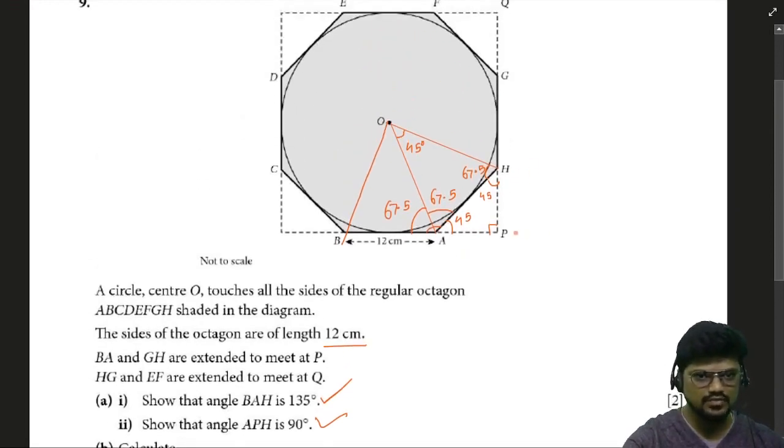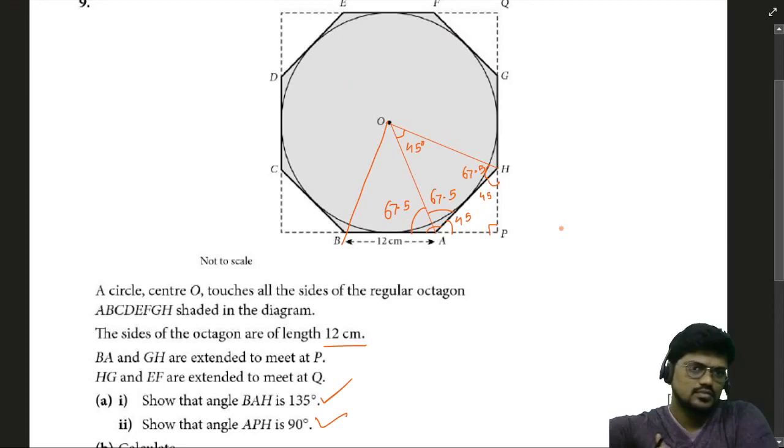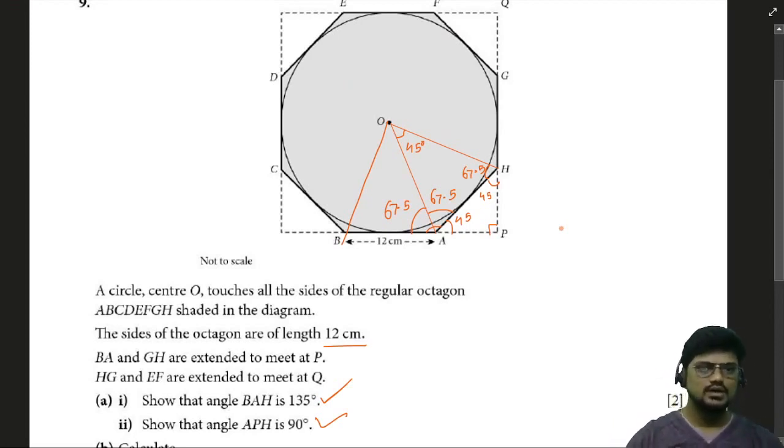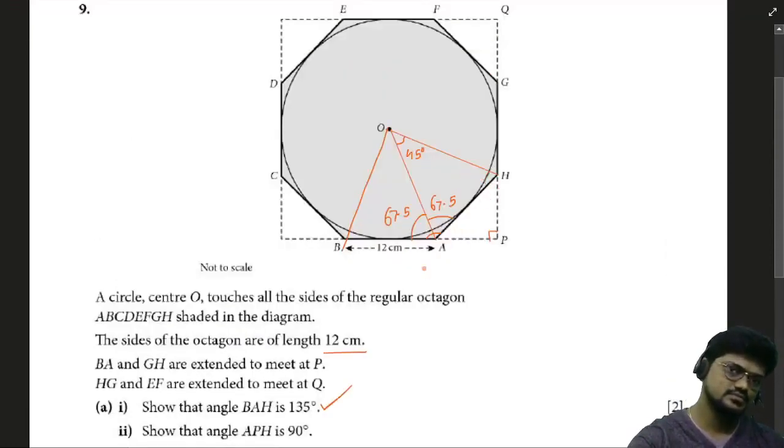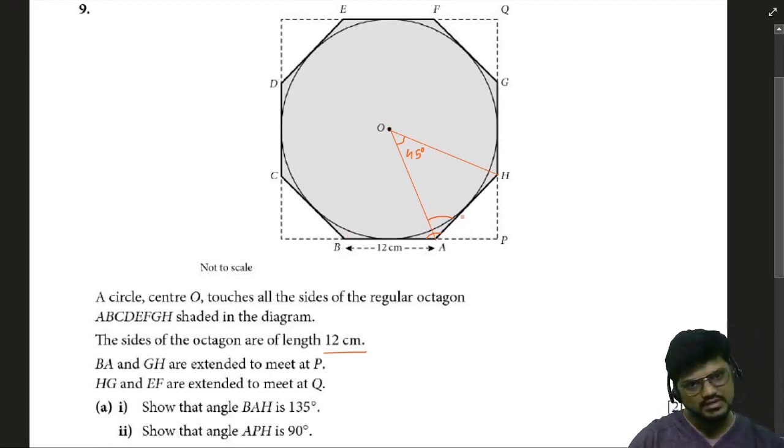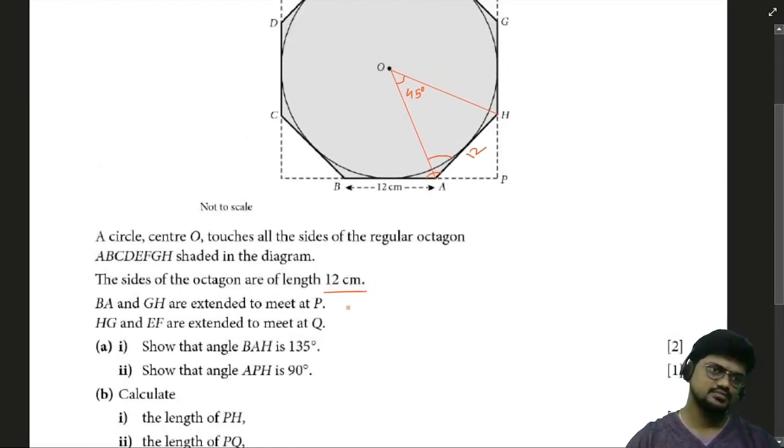How will you calculate the length of PH? Each of these is 12, they have given. So we will use Pythagoras theorem. How will you find the length? PH. So we use sine, opposite upon hypotenuse. Yeah, you can use sine theta. Also, Pythagoras you can use.